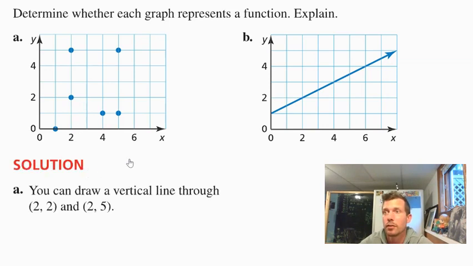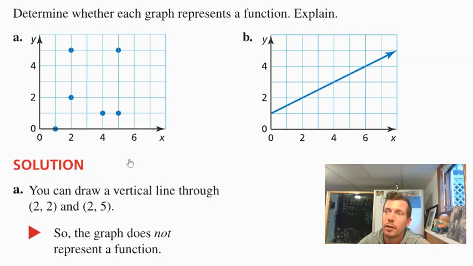So let's see what they say. You can draw a vertical line through (2, 2) and (2, 5). Yep, we talked about that. So the graph does not represent a function. You should be okay with that one.